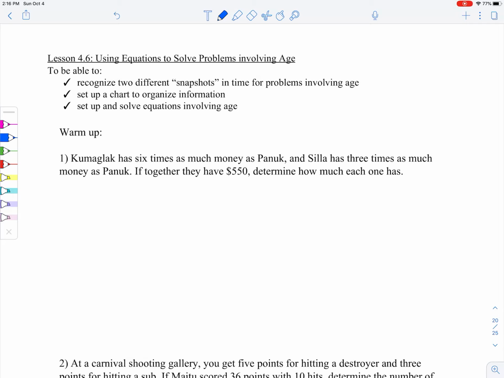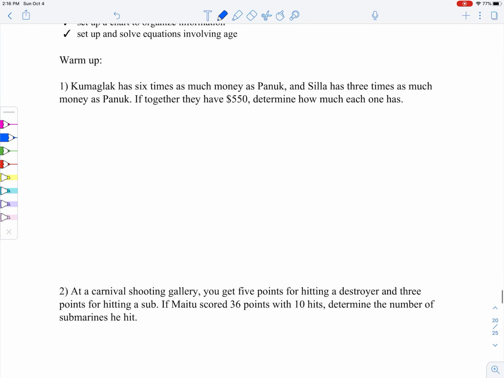Welcome to lesson 4.6, using algebraic equations to solve word problems that involve age. To warm up though, we're just going to go over two problems related to lesson 4.5.